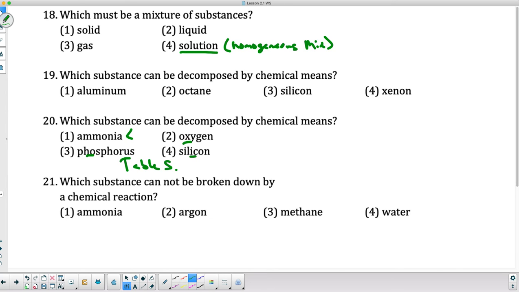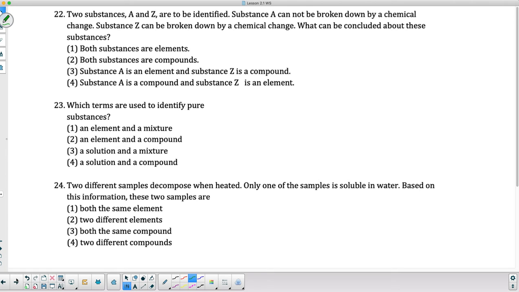Which substance, oh, we're moving on here. Two substances, A and Z, are to be identified. Substance A cannot be broken down by chemical means. Substance Z can be broken down by chemical change. What can be concluded about these substances? Both substances are elements. Both substances are compounds. Substance A is an element, and substance Z is a compound, or substance A is a compound, substance Z. So A cannot be broken down, so that means that A is an element. Z can be broken down by chemical means, so that means that Z is a compound. So your answer is, of course, number 3.